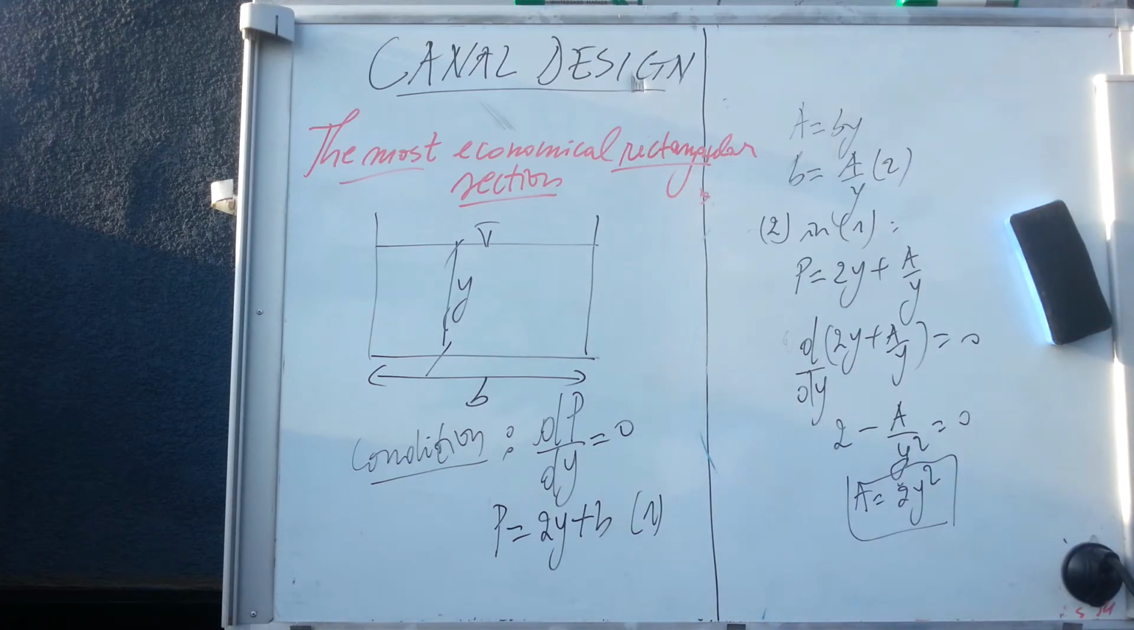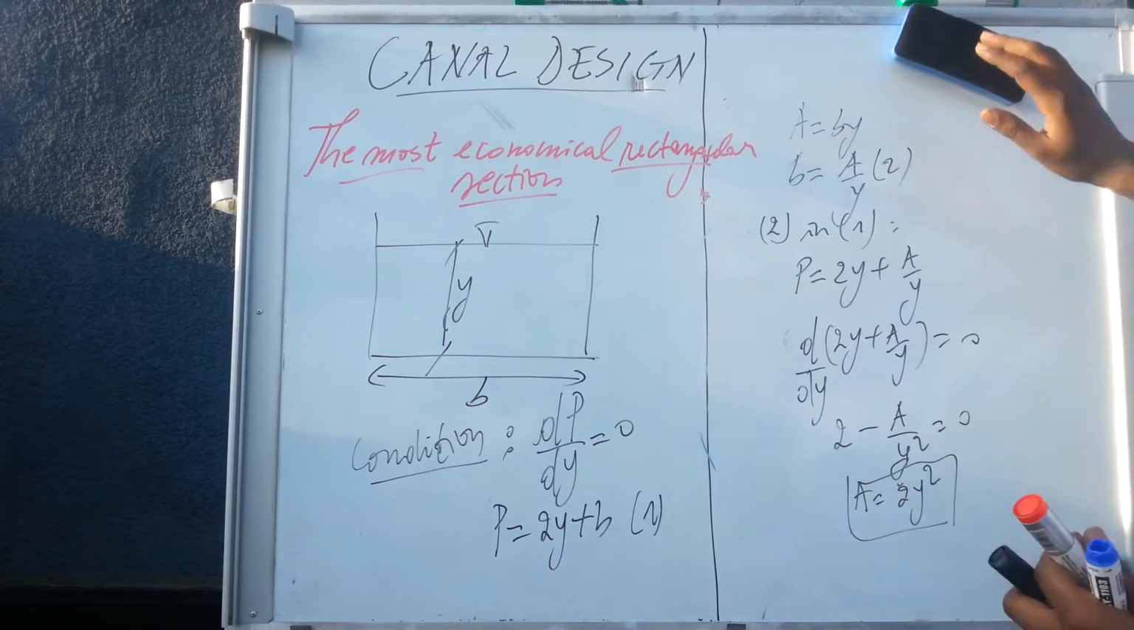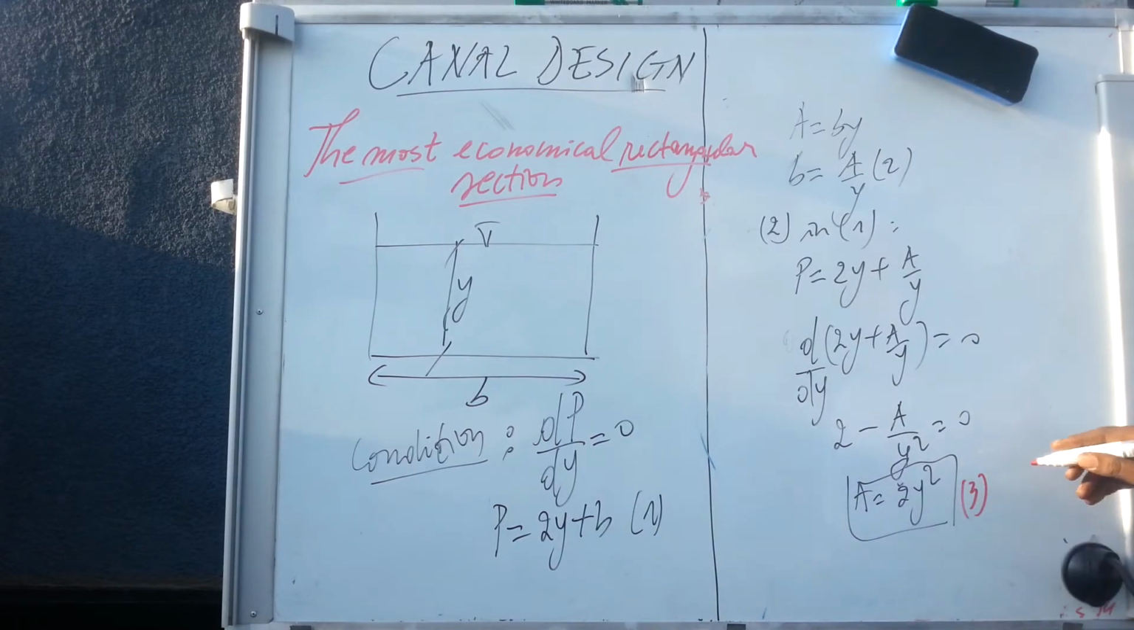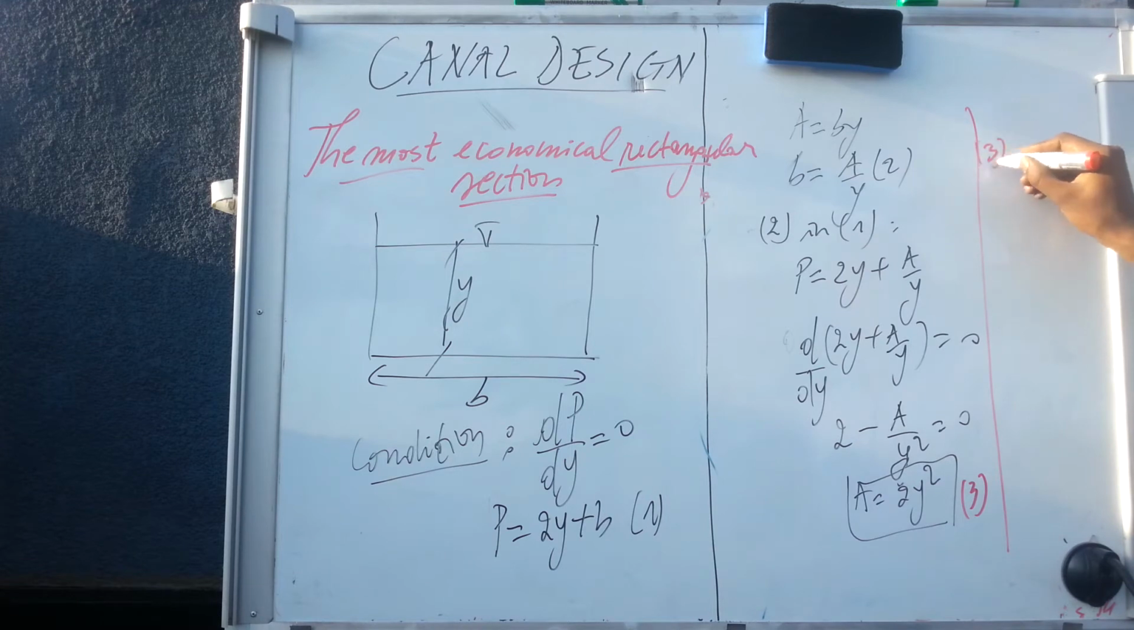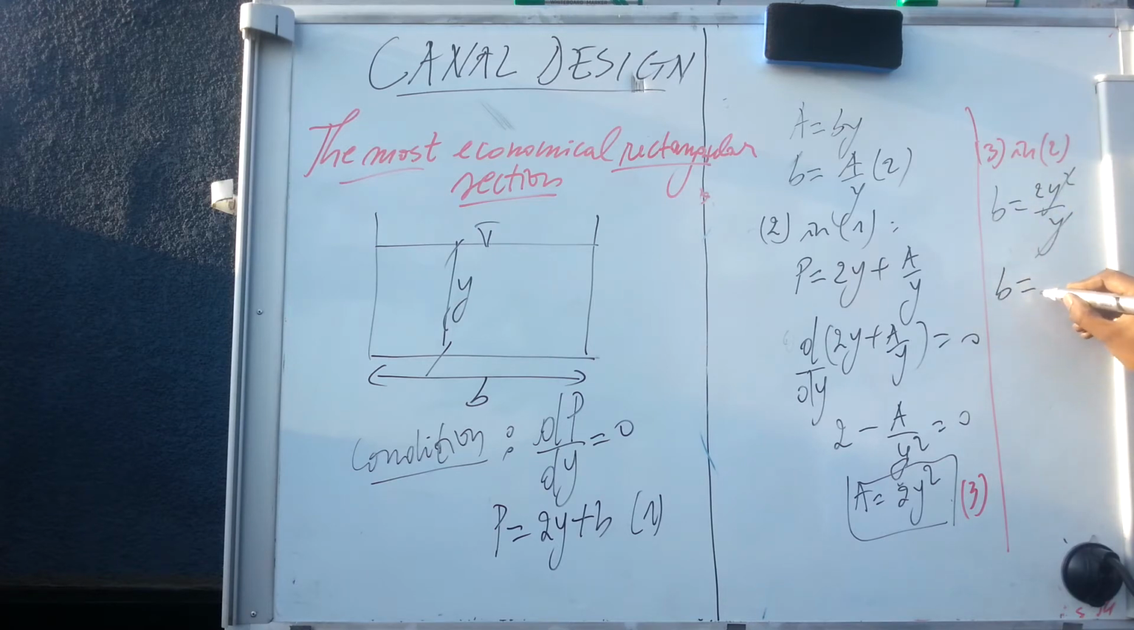So let us now replace that in the other formulas to get the real value. Let's call this 3. If you replace 3 into 2, what do we get? We get b equal to 2y squared over y. To simplify, b will be equal to 2y, or y is equal to b over 2. This is an important thing when it comes to the most economical section.